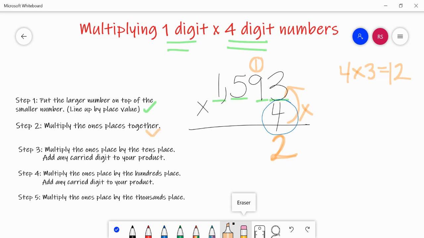Now it's time to go to step 3. We need to multiply our ones place by our tens place. So let's get a different color. I'm going to multiply 4 times 9. I know that 4 times 9 is 36. But wait a second, don't forget, we need to add any carried digit to the product. So we carried over that 1, so 4 times 9 is 36, plus 1 is 37.